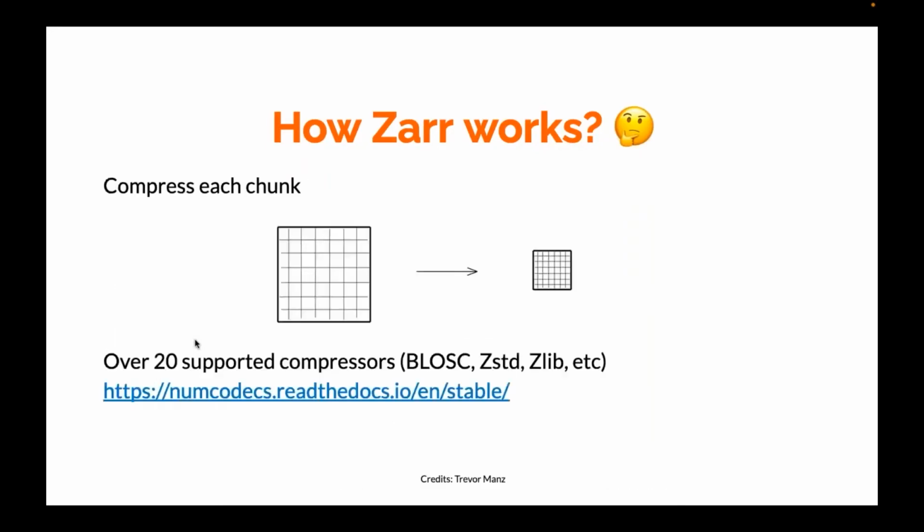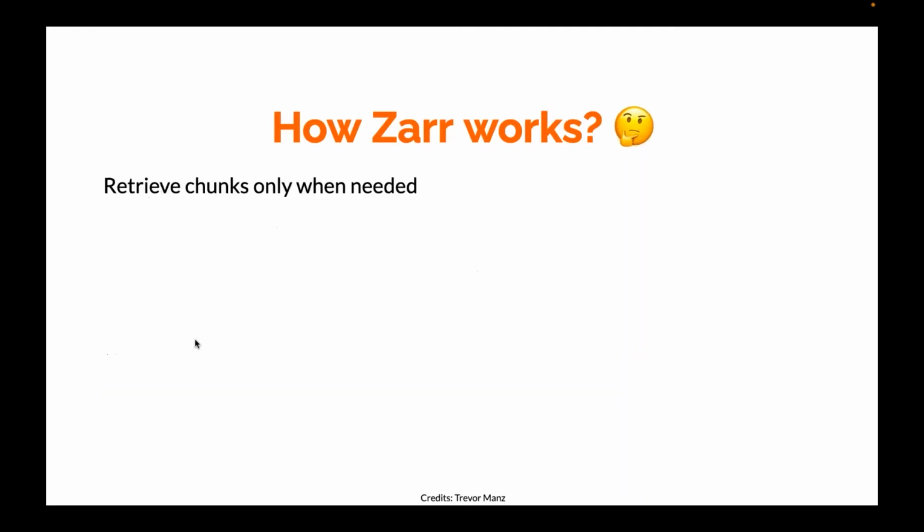Then each chunk is compressed using a wide range of prominent compressors. By default we use Blosc, but there are other prominent compressors like Zstd and zlib, and they're all available in the Numcodecs library. You can just go over to this link and see the available compressors, and just as you would create your Zarr array using a Zarr store, you can specify your compressor there.